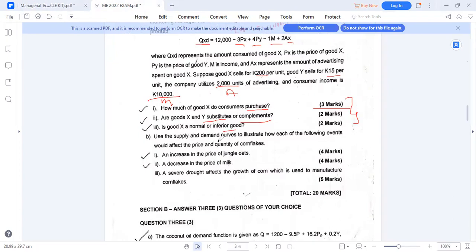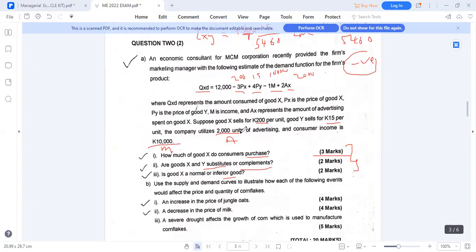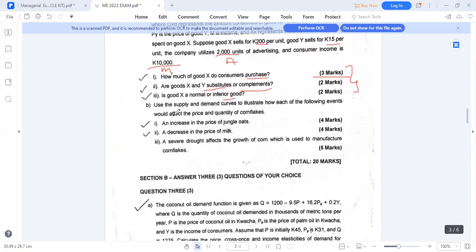Use demand and supply curves to illustrate how each of the following events would affect the price and quantity of cornflakes. So first you need to understand what the question is trying to get to. We want to understand what the cornflakes are in relation to Jungle Oats, and in relation to milk.